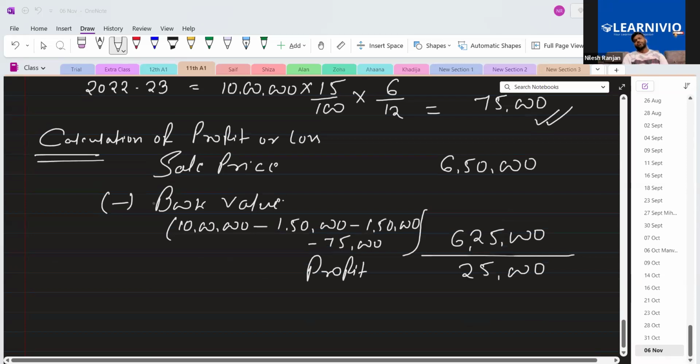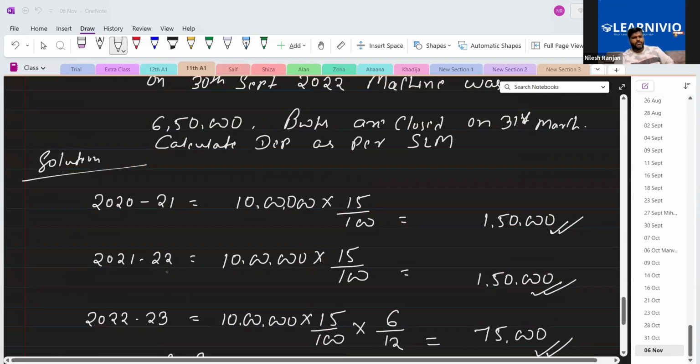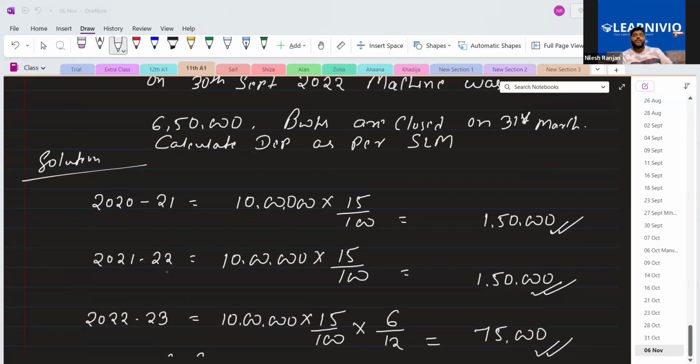Actually, this profit or loss part is not required yet. You don't have to write this because I will explain this concept once again. So that's it, the depreciation part. Tell me if you have any question in the depreciation calculation, the straight line method.